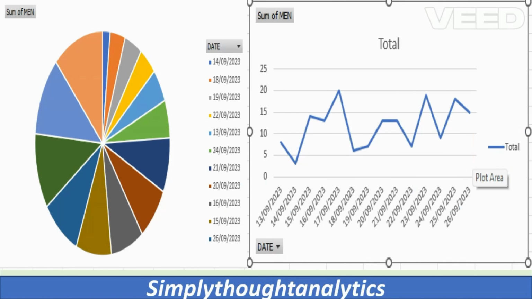Now, look at these two charts. These two charts are also from the same table. So you see the previous chart, these two charts also are from the same table. But the question is, look at the chart on the left, the pie chart.